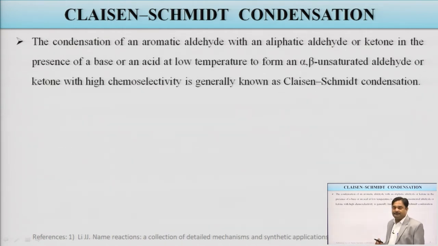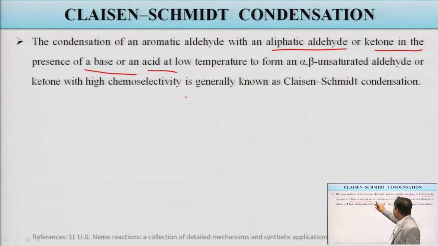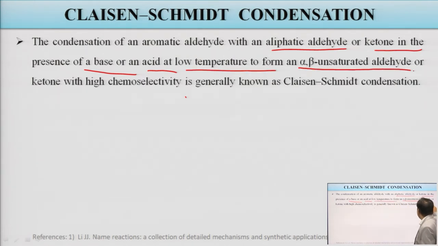So as I told you, and just reminded you, that in aldol condensation the product was an alpha beta unsaturated carbonyl compound. The same product will be formed in this reaction. So the condensation of an aromatic aldehyde with an aliphatic aldehyde or ketone in the presence of a base or an acid, I told you that an acid can also be used as a catalyst at lower temperature, to form alpha beta unsaturated aldehyde or ketone.